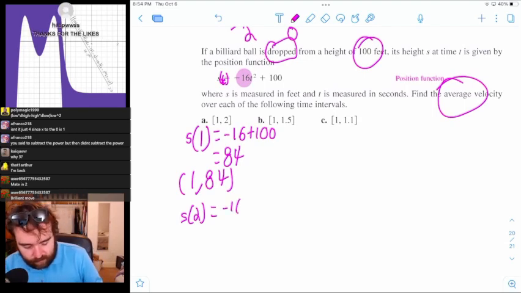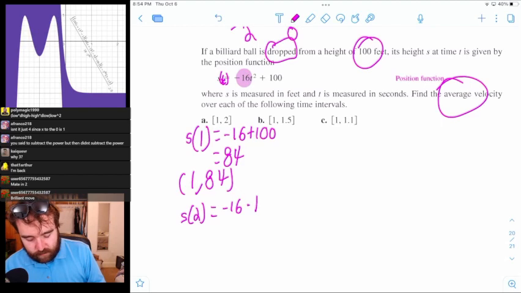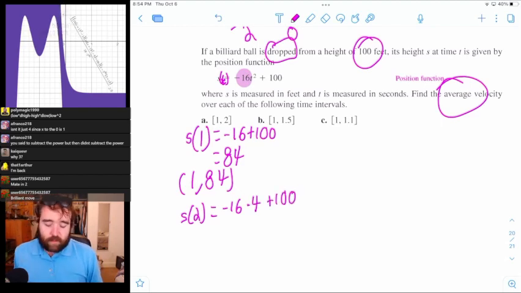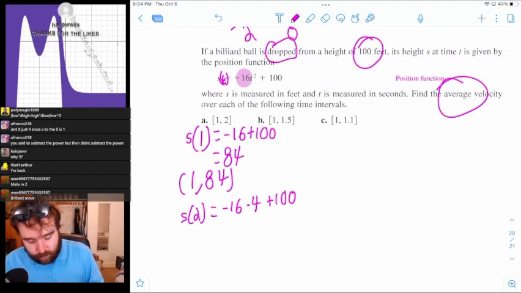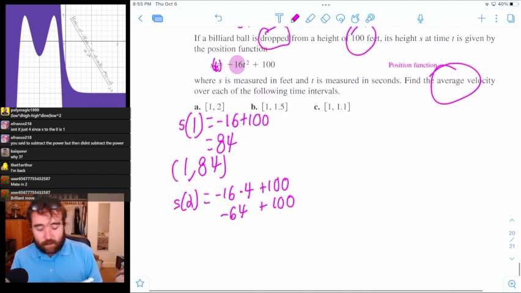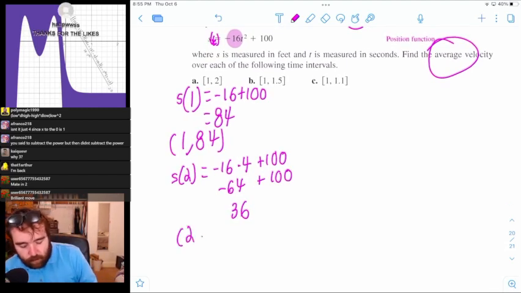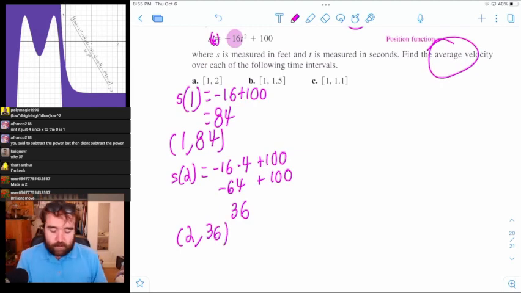Well, negative 16 times 2 squared, so 4. So negative 16 times 4 plus 100. So what's negative 16 times 4? That's 64. So negative 64 plus 100. So 100 minus 64 is 36. So that's the other point, 2 comma 36.